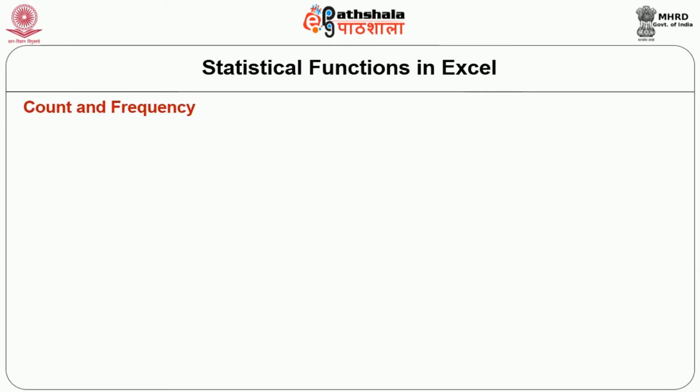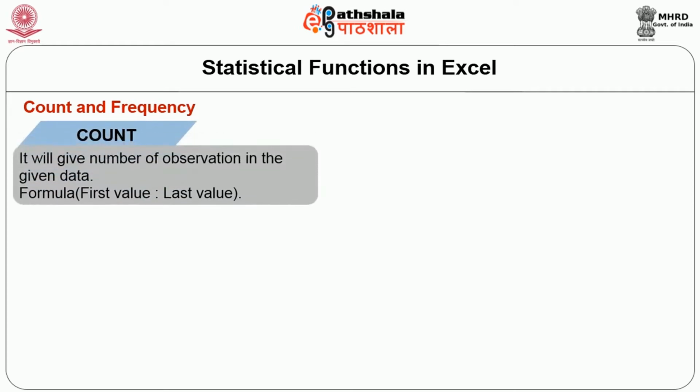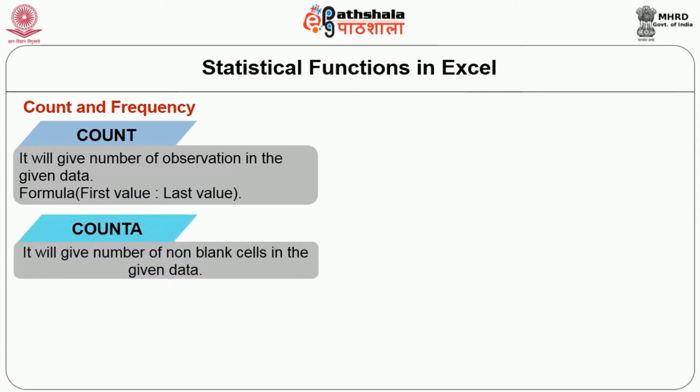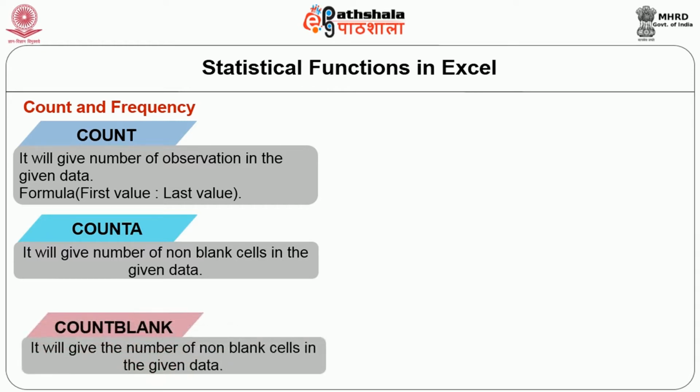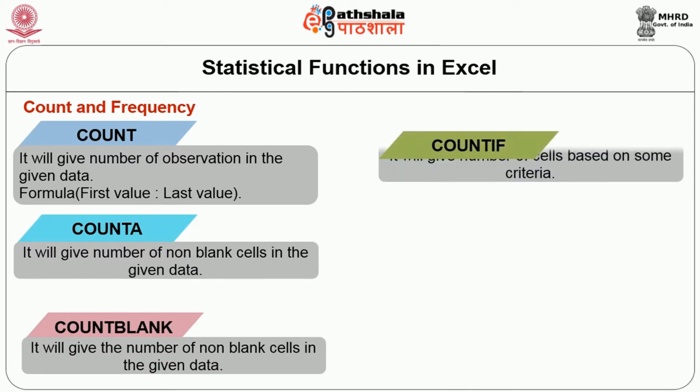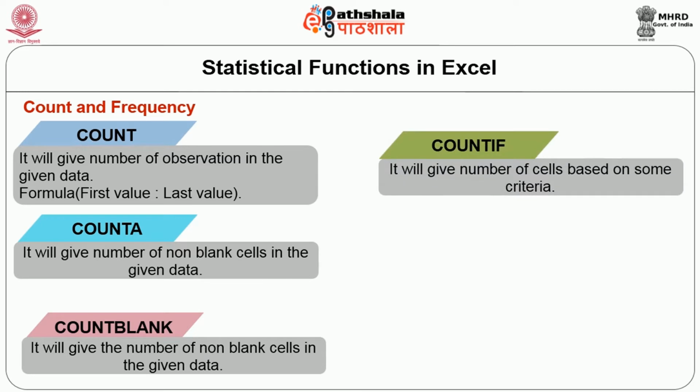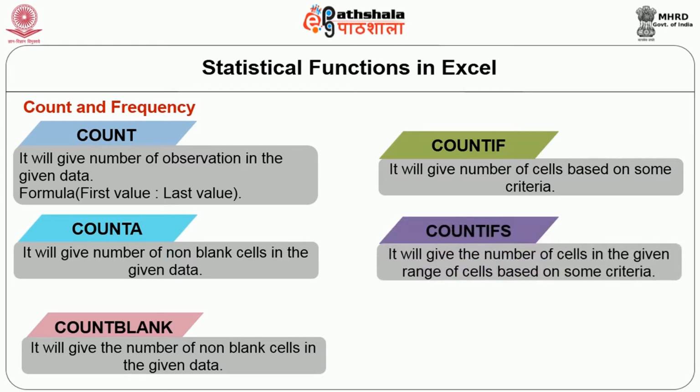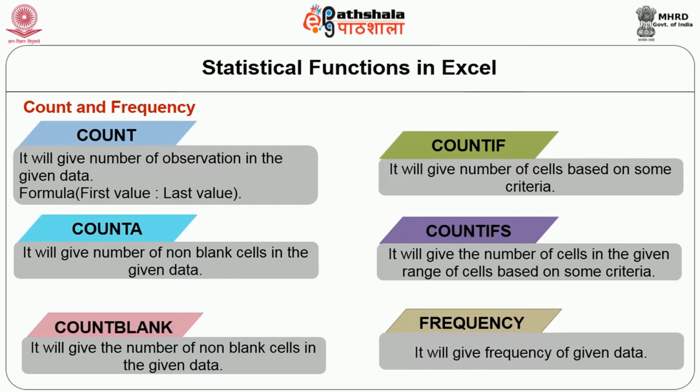Count and frequency. COUNT will give the number of observations in the given data. Then COUNTA will give the number of non-blank cells in the given data. COUNTBLANK will give the number of blank cells in the given data. COUNTIF will give the number of cells based on some criteria. COUNTIFS will give the number of cells in the given range of cells based on some criteria. FREQUENCY will give the frequency of given data.